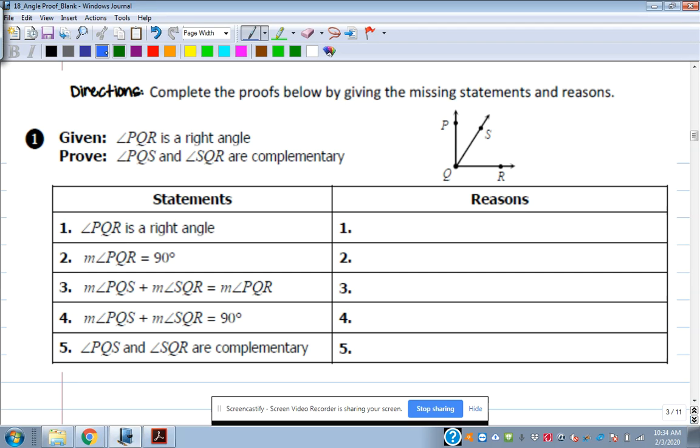Number 1, given. All right, so we look at our picture here. They tell us that angle PQR is a right angle. So that's given. And then the statement, they say that the measure of angle PQR is equal to 90 degrees. Yeah, that's a definition of a right angle. All right, angle addition postulate, because we're adding up the smaller angles to get the bigger one, right? So that's angle addition postulate.